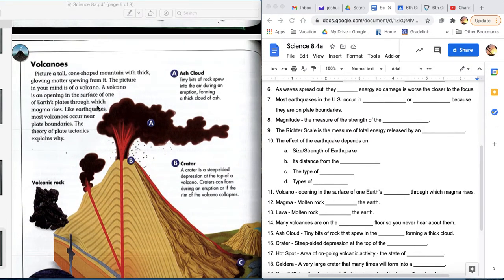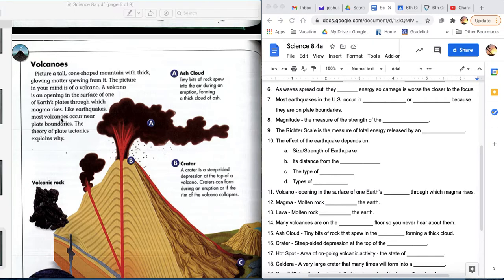Okay, volcanoes. Picture a tall cone-shaped mountain with thick, glowing matter spewing from it. The picture in your mind is a volcano. A volcano is the opening in the surface of one of Earth's plates through which magma rises. Okay, so it's in Earth's plate and magma's coming out of it.